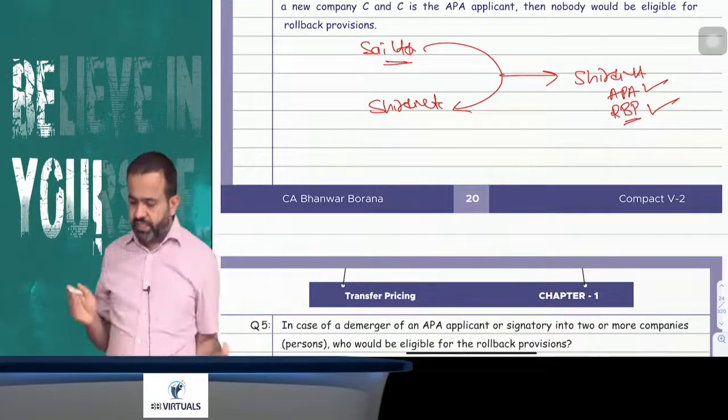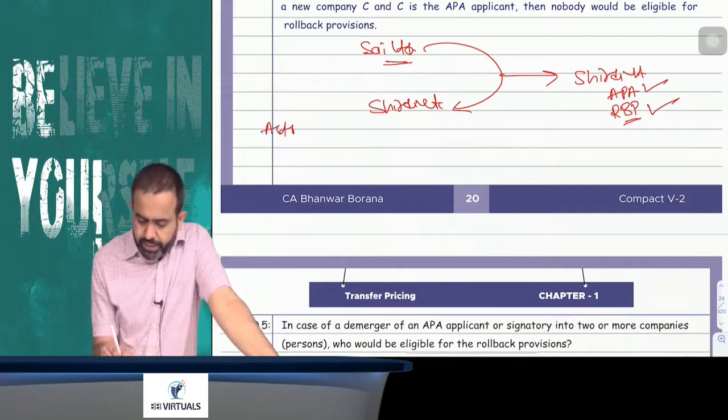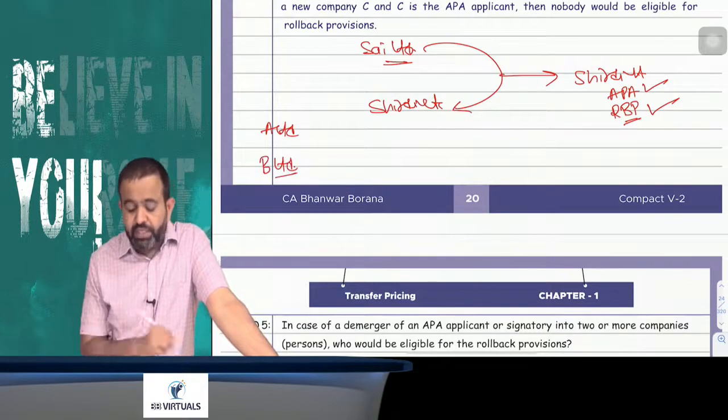Now all people just pay attention. Second example. Suppose there is one company, name is A Limited. There is one more company, name is B Limited.